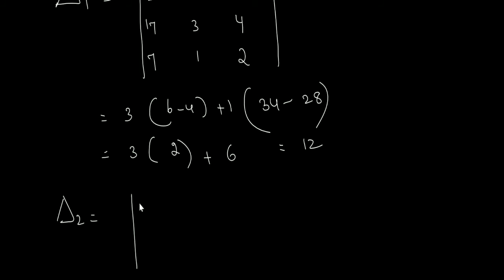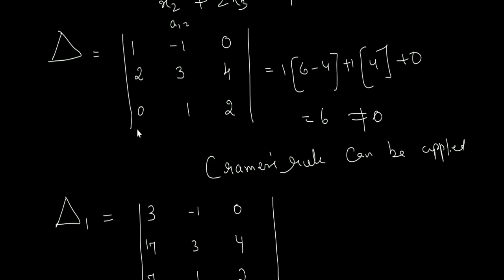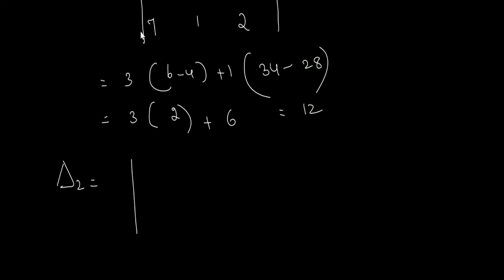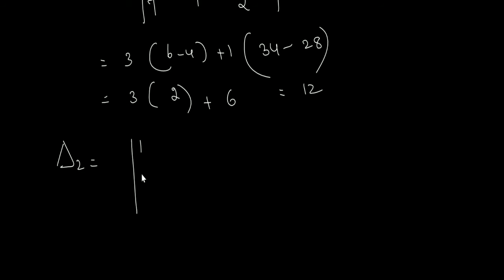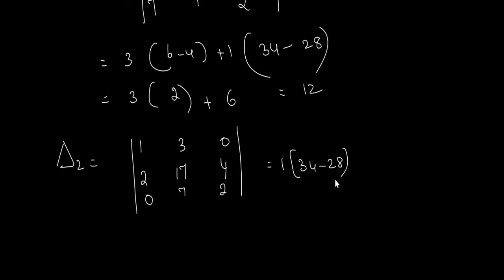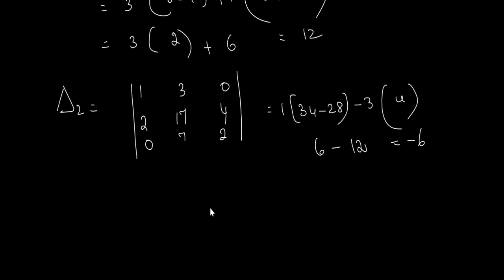Delta 2 will be first column as it is. From delta, look at this delta. First column as it is, second column you have to replace. So first column is 1, 2, 0. Second column will become 3, 17 and 7. Third column 0, 4 and 2. So that is nothing but 1 into 34 minus 28, minus 3 into 4. So that is equal to 6 minus 12. That is minus 6. Then we have to find delta 3.